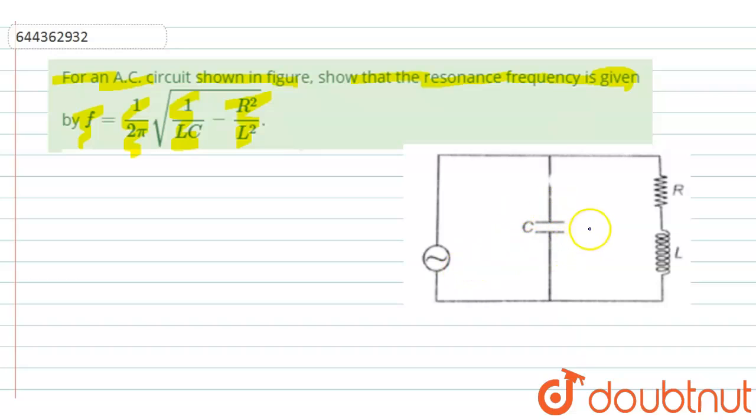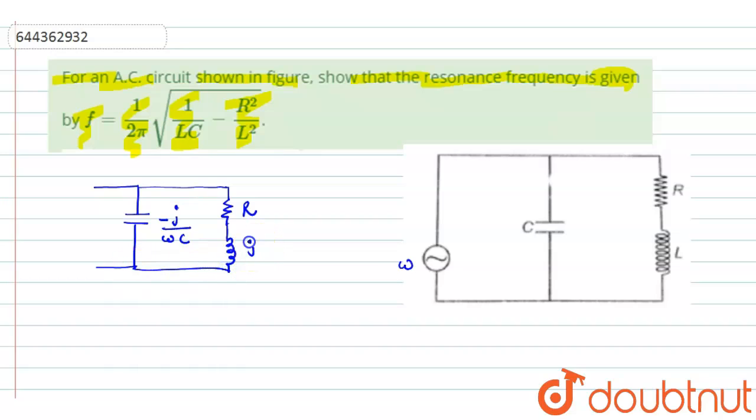Okay, so let me just replace and redraw the circuit with their respective reactances. We have a capacitor whose reactance will be given as minus j over omega C, where omega is the angular frequency of the given voltage source, or AC source, and resistance will be represented by R only. And further we have inductance whose reactance is given as j omega L, and we have to find the impedance of the circuit.